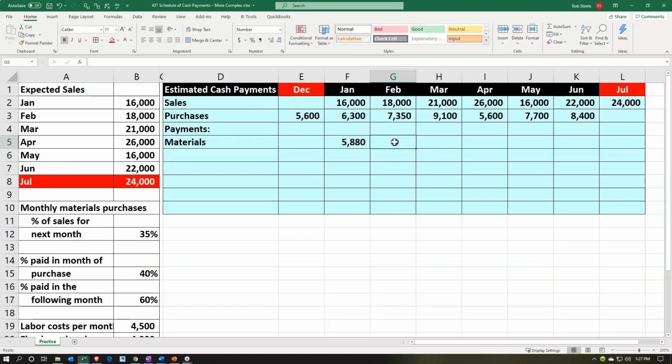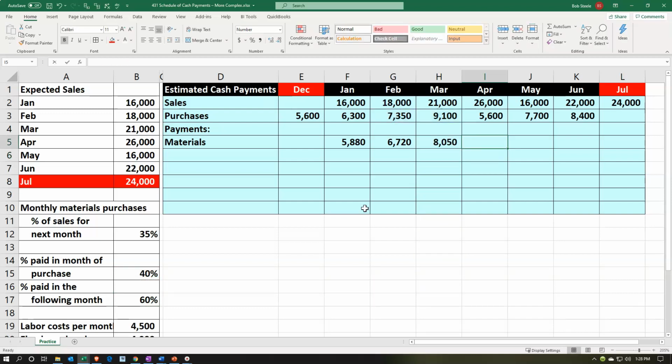In February, we're going to equal to the 7,350 February purchases that happened in this month. We're going to say that 40% of them were paid, plus the purchases that happened in the prior month times 60% of the cash was paid for them in the following month. Let's do it again. We're in March. We're going to say we purchased 9,100 times, but we only paid for in the same month 40%, plus the 7,350 materials that we purchased in the prior month times 60% is what we paid for in the current month.